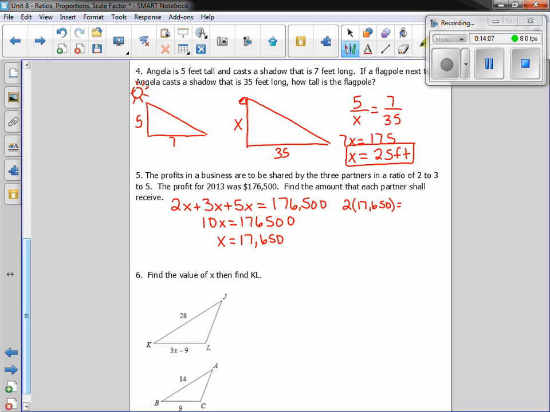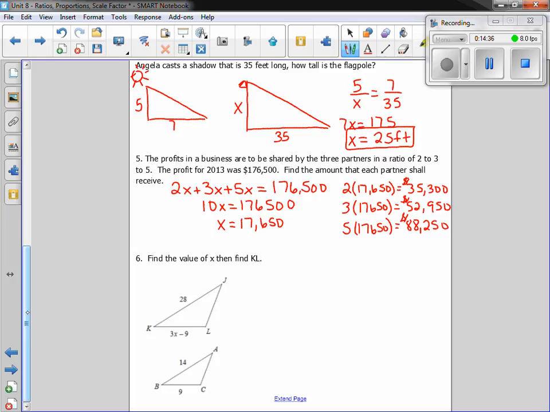The first partner is going to receive $35,300. The second partner is going to receive $52,950. And the third partner is going to receive $88,250.